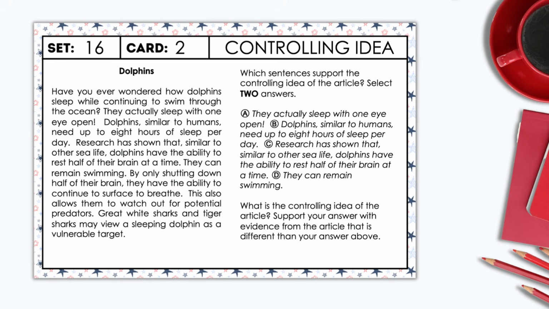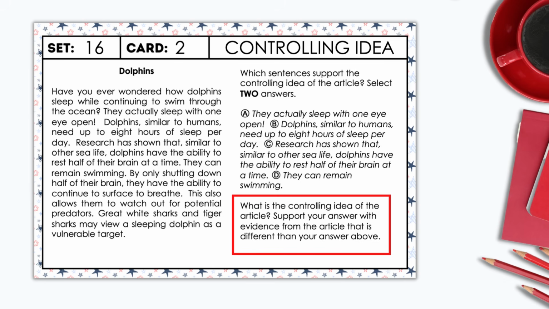Have you ever wondered how dolphins sleep while continuing to swim through the ocean? They actually sleep with one eye open. Dolphins, similar to humans, need up to 8 hours of sleep per day. Research has shown that, similar to other sea life, dolphins have the ability to rest half of their brain at a time. They can remain swimming. By only shutting down half of their brain, they have the ability to continue to surface to breathe. This also allows them to watch out for potential predators. Great white sharks and tiger sharks may view a sleeping dolphin as a vulnerable target.